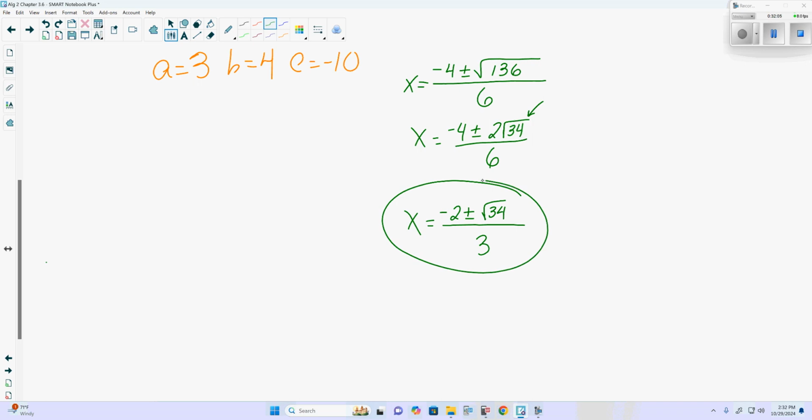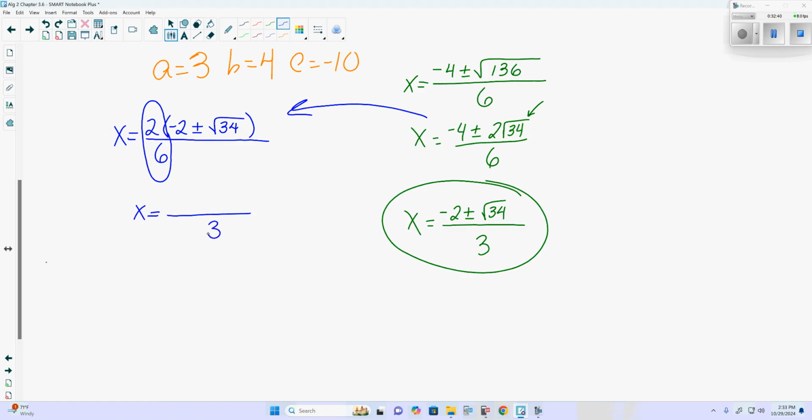So that's it there. Really what we're doing is we're factoring out the 2 out of the top. And if I factor the 2 out of negative 4, we get negative 2, plus or minus. If I factor the 2 out of this 2 square roots of 34, we have the square root of 34. Which does give us a multiplication, something we can actually reduce, because 2 over 6 reduces to what? 1 over 3, leaving us with this here.